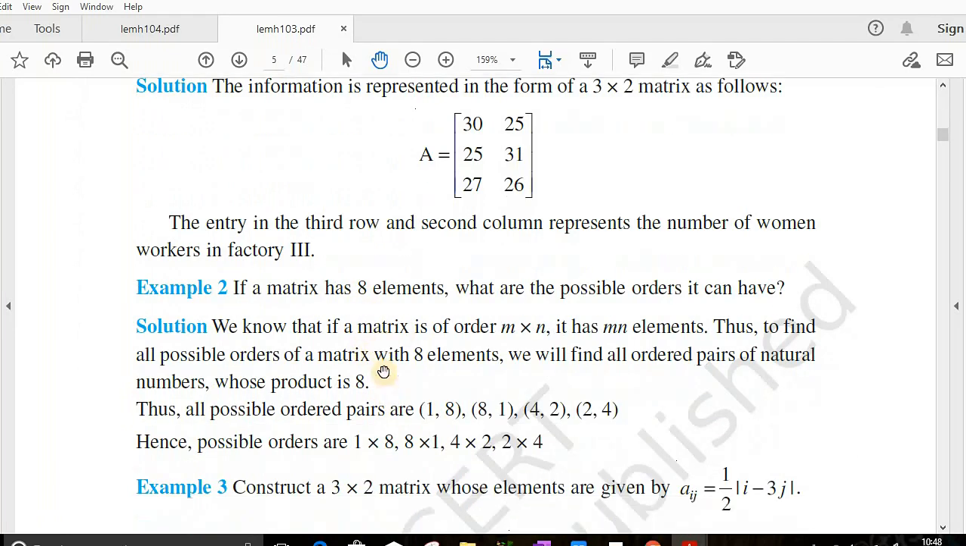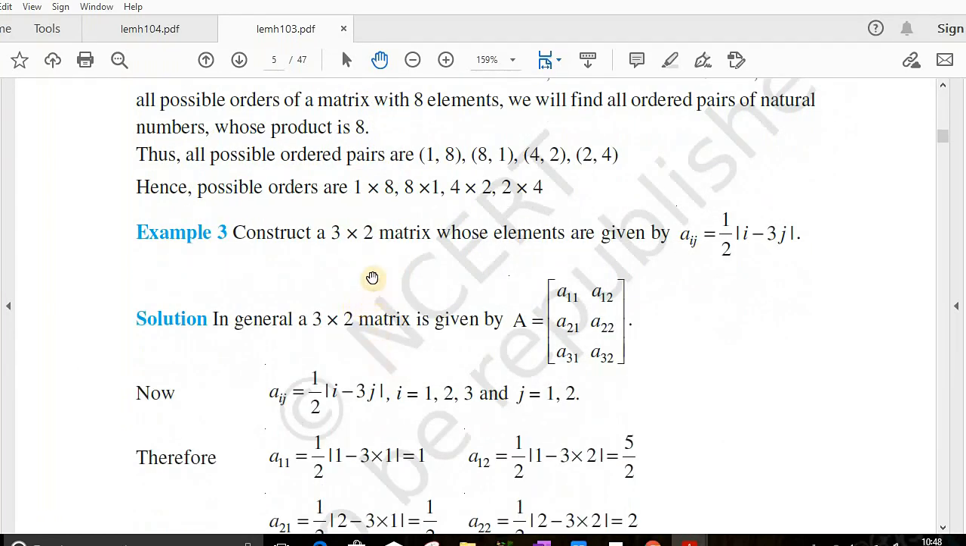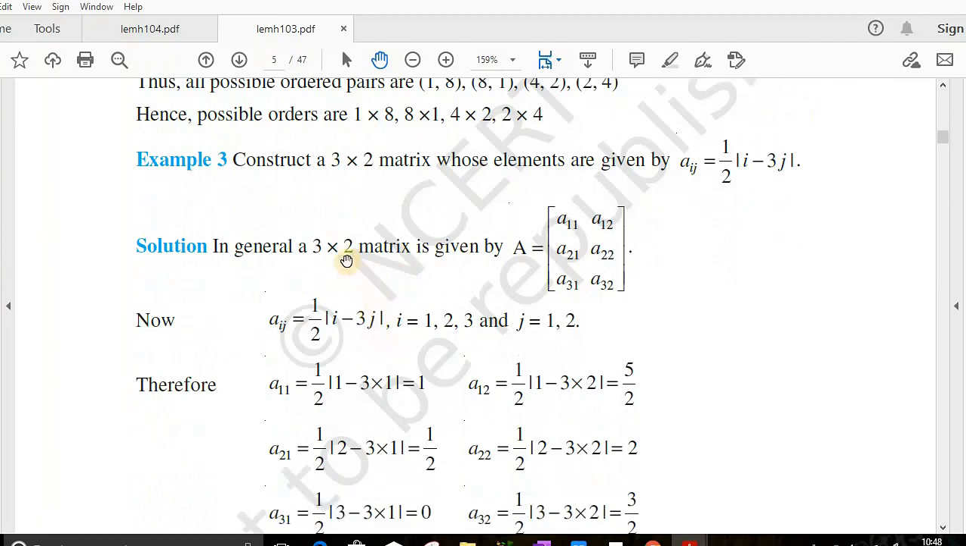And these are word problems. You can just go through it and read the things. Okay, this is a very nice example, which is of importance for us. Construct a 3 by 2 matrix whose elements are given by aij equal to 1 by 2 of the absolute value of i minus 3j.